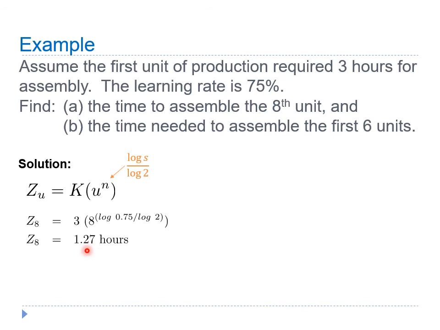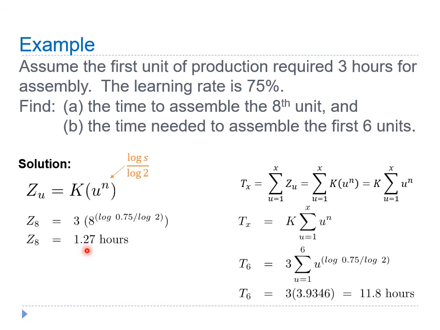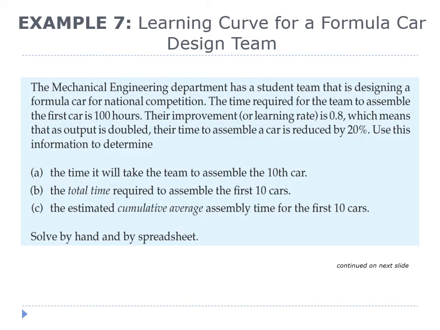To estimate the time needed to assemble the first 6 units, we can use this second equation. In this equation, the time needed to assemble the first 6 units is equal to the cumulative sum of the time required to assemble the first unit to the 6th unit. By substituting all values into the formula, we get the total time to assemble the first 6 units equal to 11.8 hours. This is a second example on learning curve.